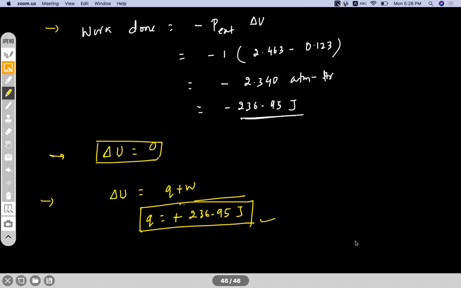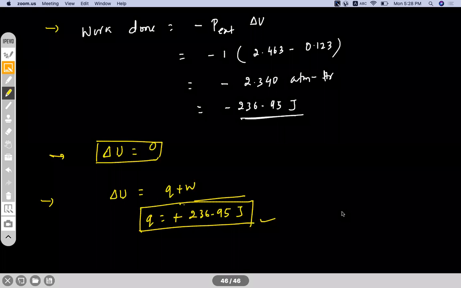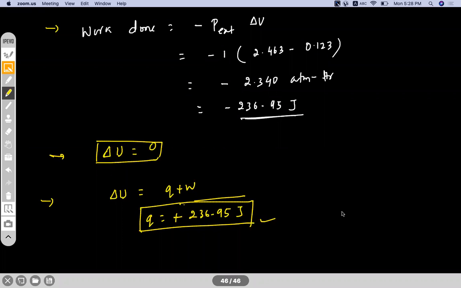Understood? So this is how we find out the thing. Expansion was there, all conditions were given. V1, V2 we'll find out first. Once you have V1, V2, you have pressure, you can find out work done, and then delta U for isothermal process is 0, and hence Q we can find out using first law of thermodynamics.